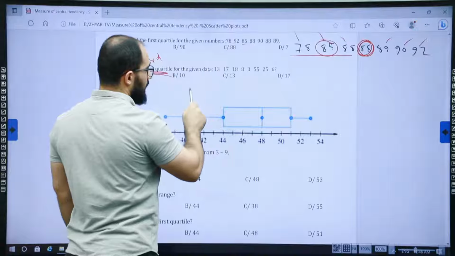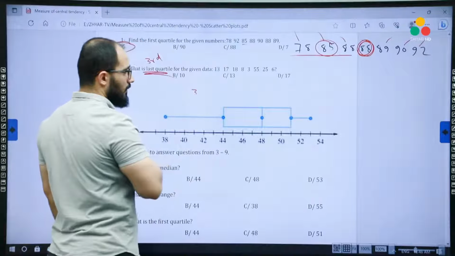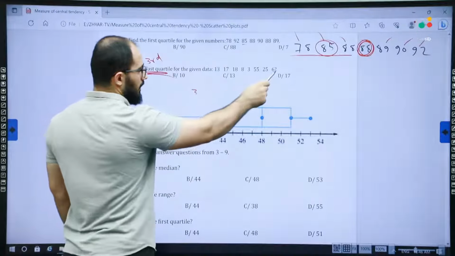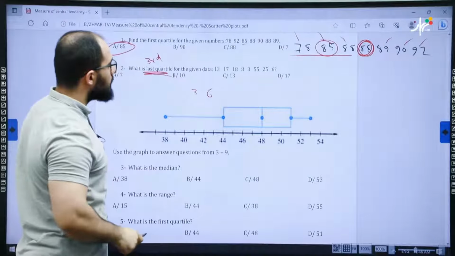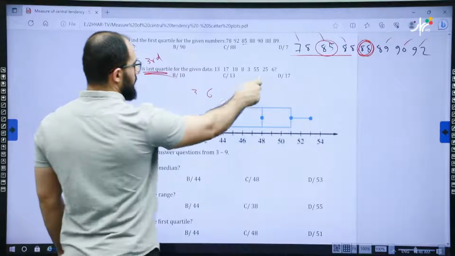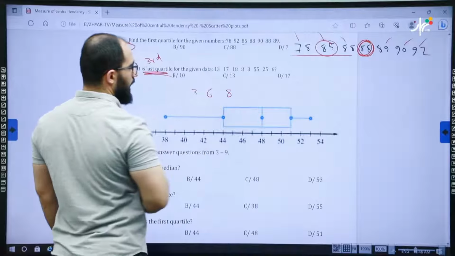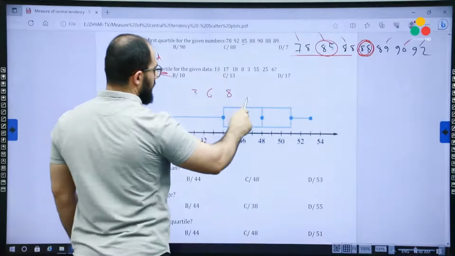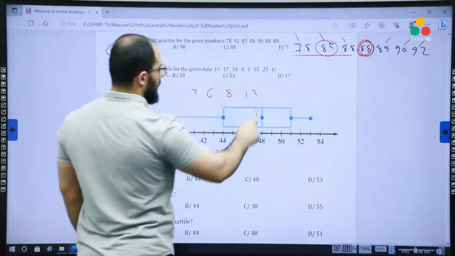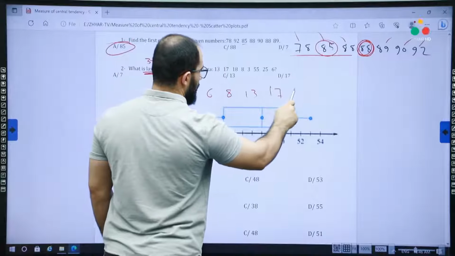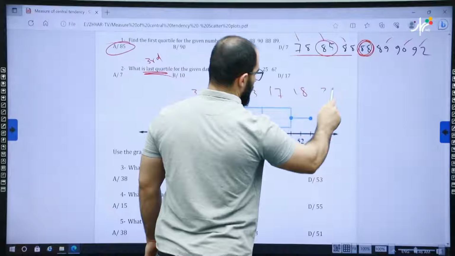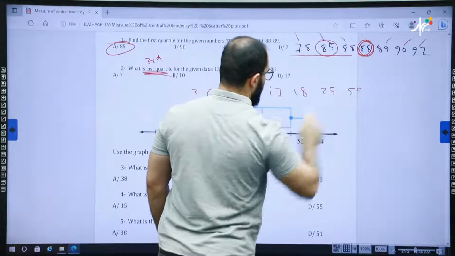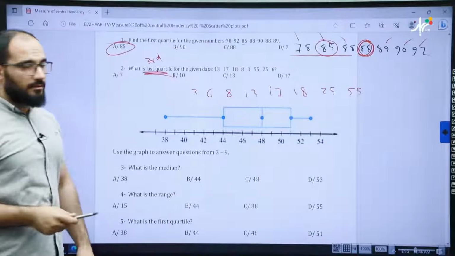The least one is 3. Then we have 6. Okay, 3, 6. Then we have 8. Then we have 13. We have 17, 18. Okay. Then 25 and 55. As always, find the median.